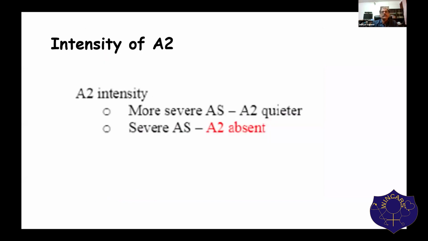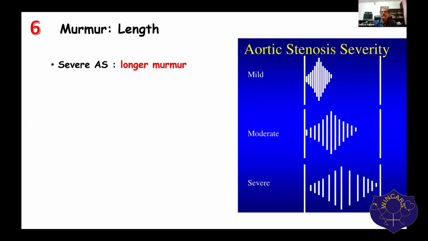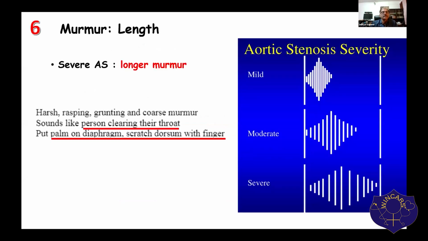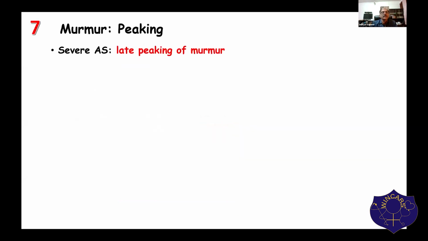Intensity of A2, of course: the more severe the AS, the more calcified the valve, the A2 becomes absent. Length of the murmur, we discussed, the longer the murmur, the more severe is the aortic stenosis. Madam discussed the character of the murmur. Historically, people described it like a person clearing their throat. So put the palm on the diaphragm of the stethoscope and try to scratch it. This was all we learned in medical school. But the longer the murmur, the more severe is the AS. Late peaking of the murmur, of course.